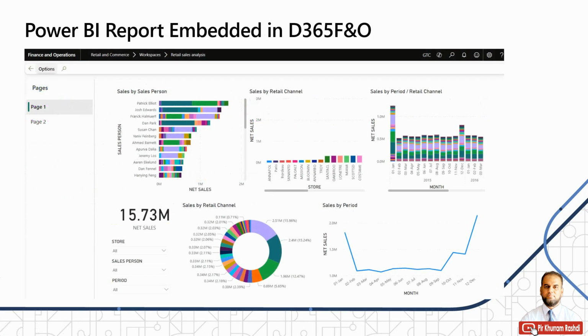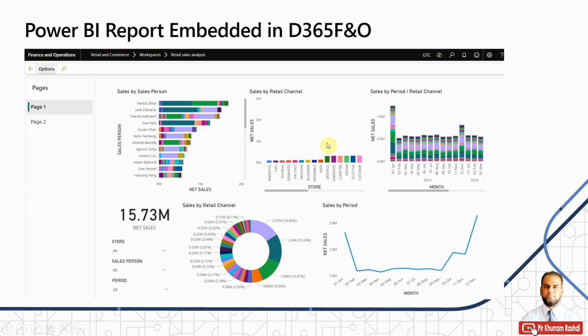Okay, so this is the report page which I will be creating in Power BI, and as you can see, it has different bar graphs and a donut showing our sales by retail channel. The first bar graph on the left-hand side is showing net sales by salesperson. The salesperson names are on the y-axis and the sales on the x-axis.